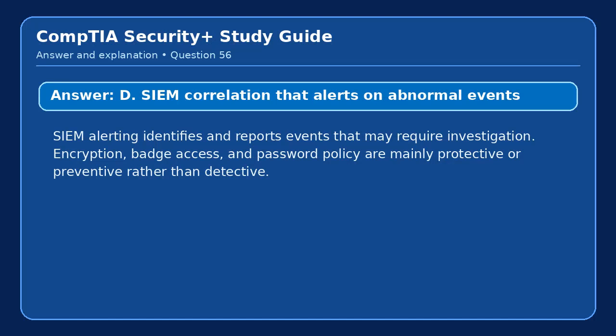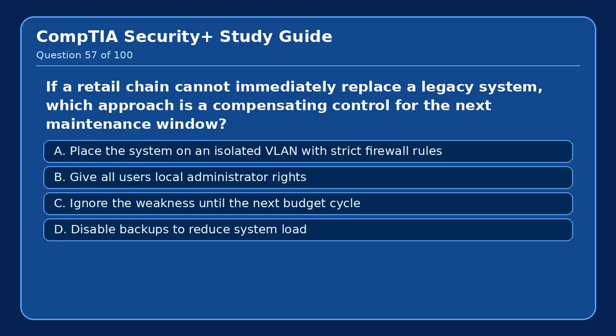Take a moment to choose your answer. The answer is C. A written policy requiring users to report suspected phishing. Directive controls tell people what actions or behavior are required. IPS, honeypots, and backups are technical controls that detect, deceive, or recover rather than direct behavior.